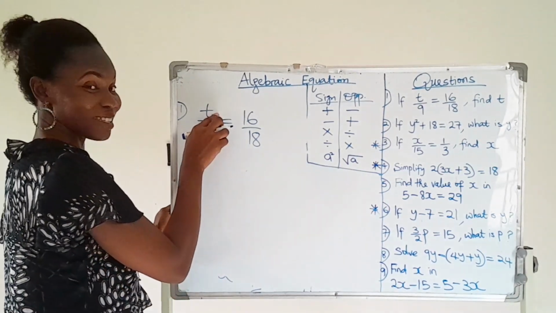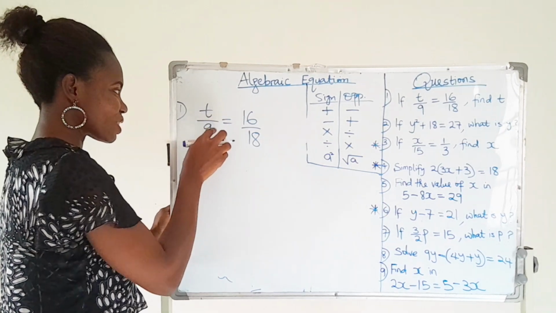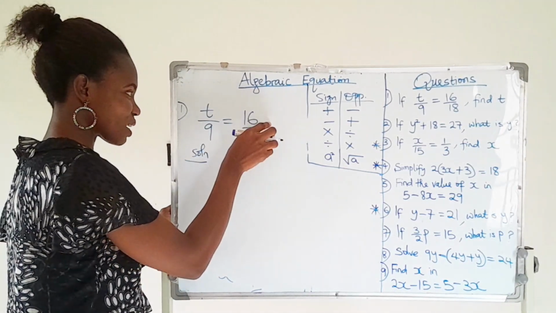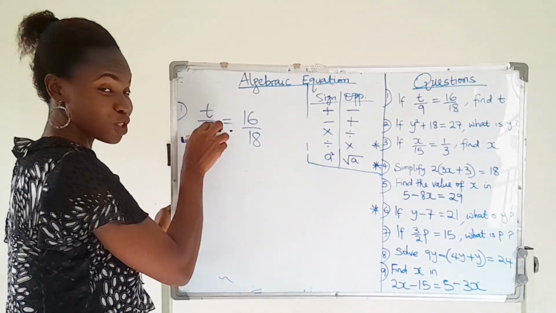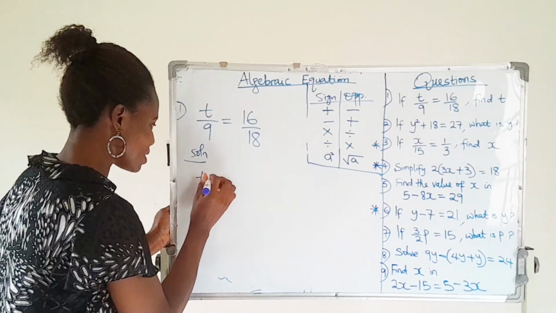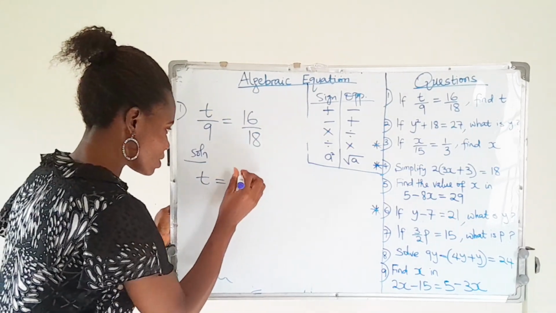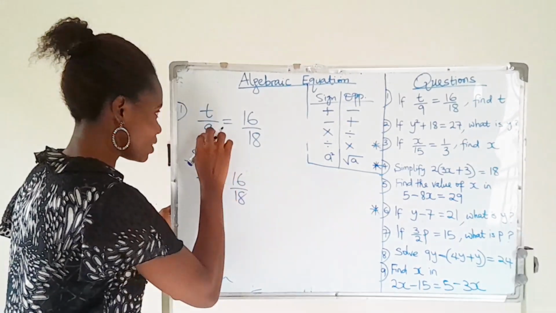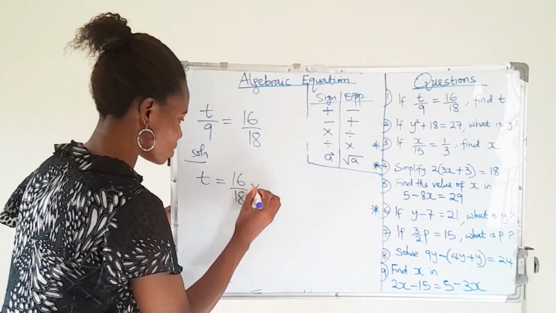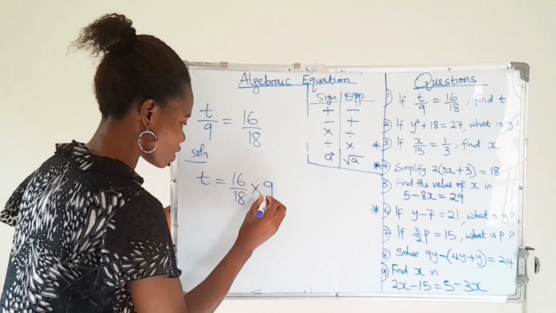The unknown here is t, and the relationship between t and 9 here is division. So when this 9 crosses to this side, it's going to take the opposite of division, which is multiplication. So what it then means is that t will be equal to 16 over 18, times 9, because the opposite of division is multiplication.